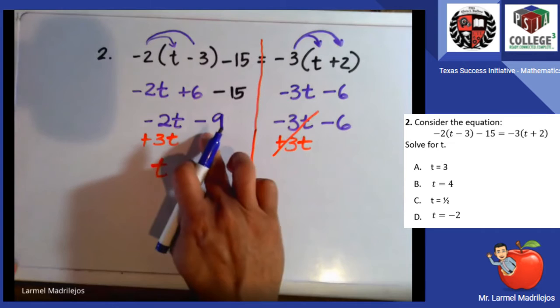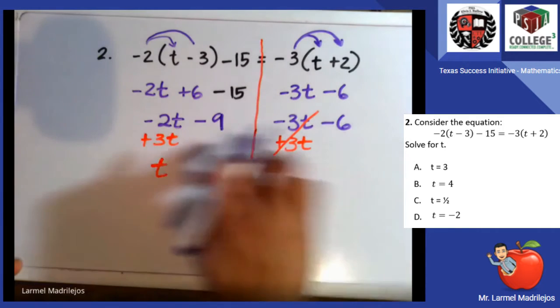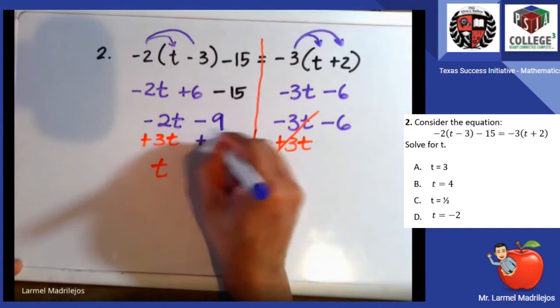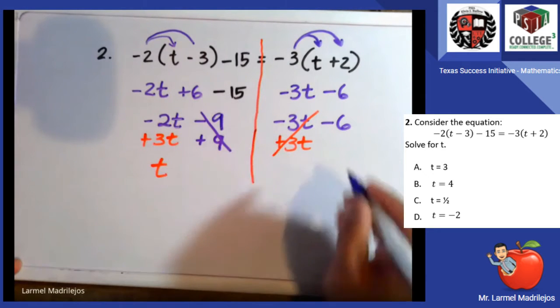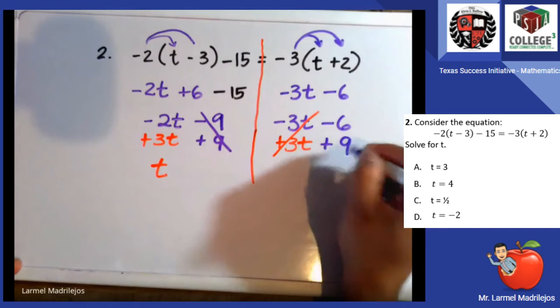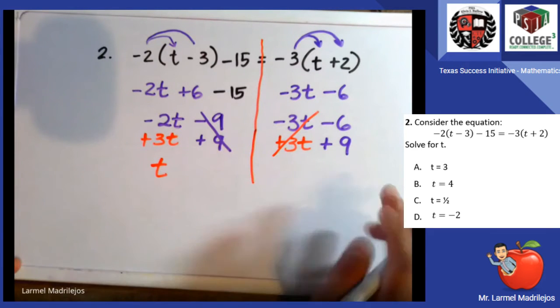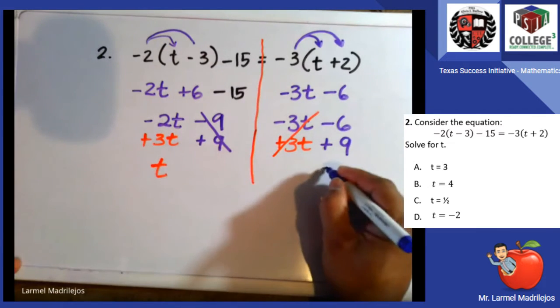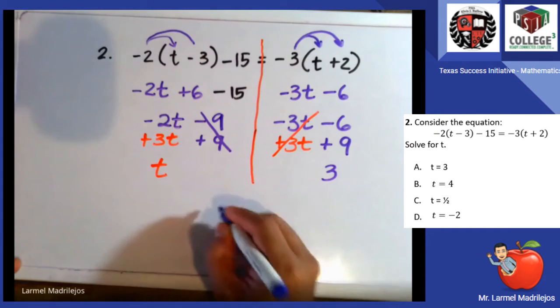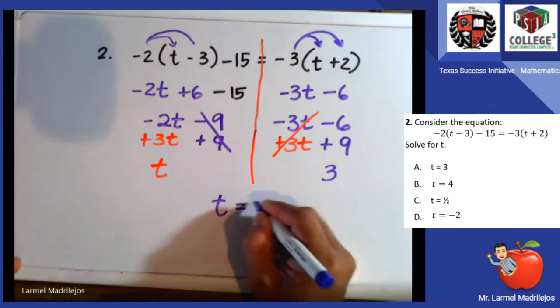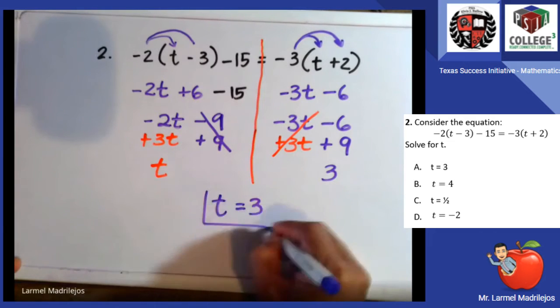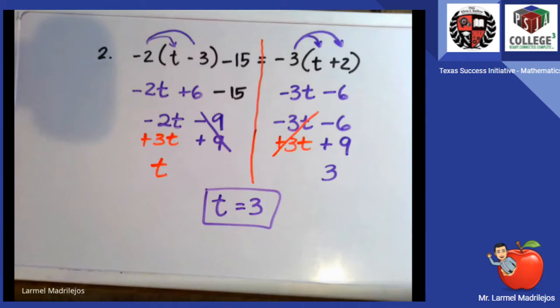Now I need to move this negative 9 to the other side. The opposite of negative 9 is plus 9. That cancels out. Plus 9. 9 is larger than 6 and it's positive, so the answer is going to be positive. So this is going to be positive 3. My final answer is t equals 3. The answer is letter A. Okay. Next question.